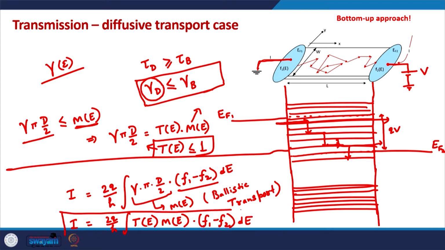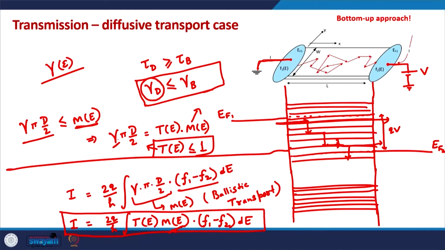So, this will be the current in the case of diffusive transport. Okay, all right. So, all other things we already know. This Me is same as the modes that we derived in the case of ballistic transport. What we need to know is just the transmission coefficient, and that is what we will try to figure out. And in order to find out the transmission coefficient, we need to in a way know what is gamma in the case of diffusive transport case.